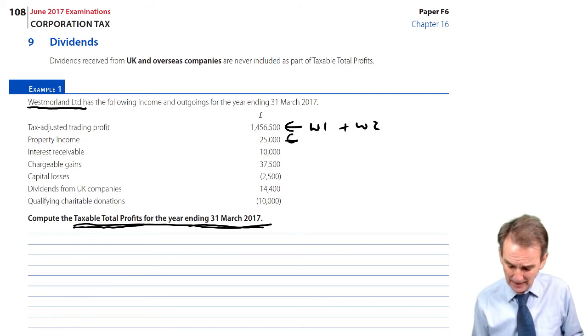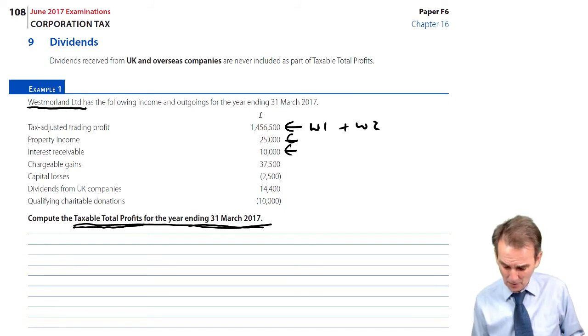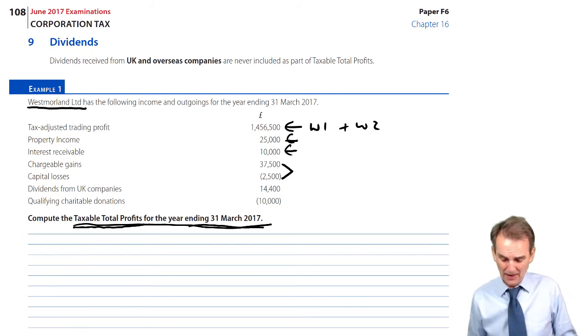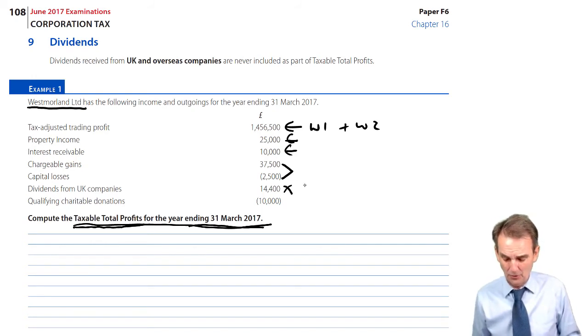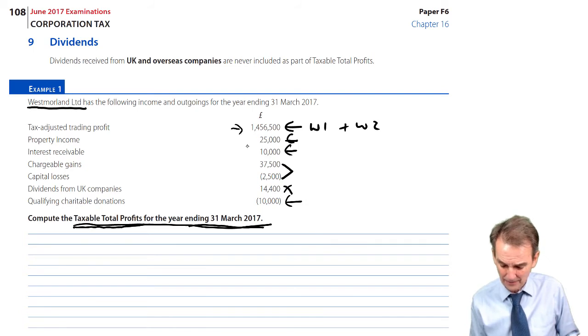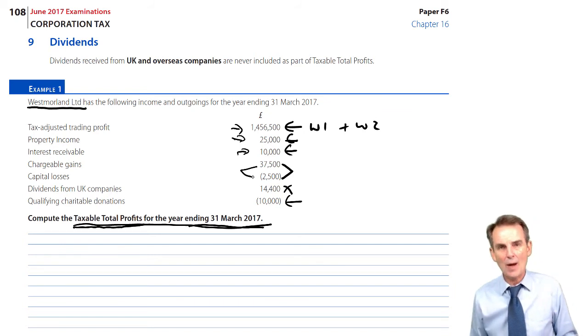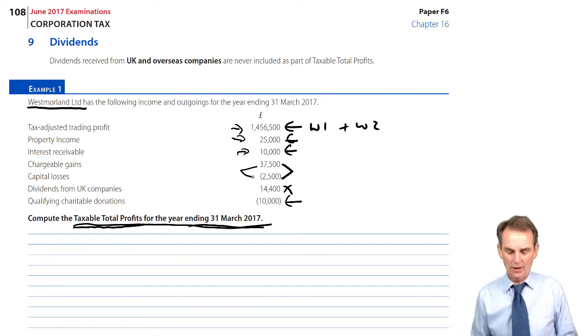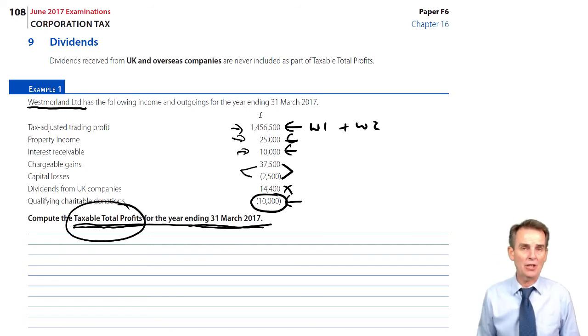We've also got property income, yes, that will be included. Interest receivable, that will be included. We want net chargeable gains, so the gains less the capital losses. Dividends from UK companies, no, they are not to be included, of course, within your TTP. Qualifying charitable donations: the other figures, the trading profit, the property income, the interest income, the net gains go in deriving total profits. From total profits, we then deduct the donations, and that brings you down to TTP.